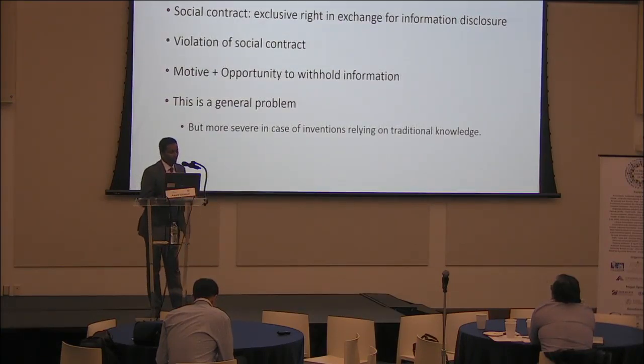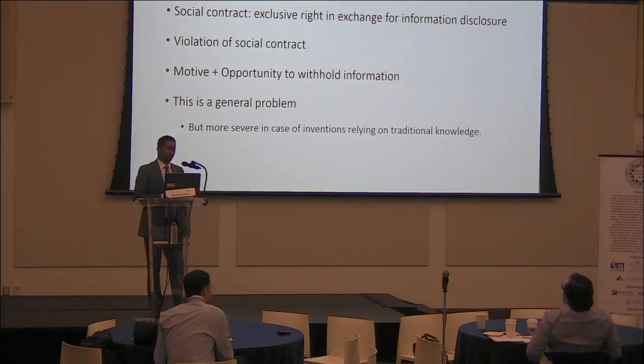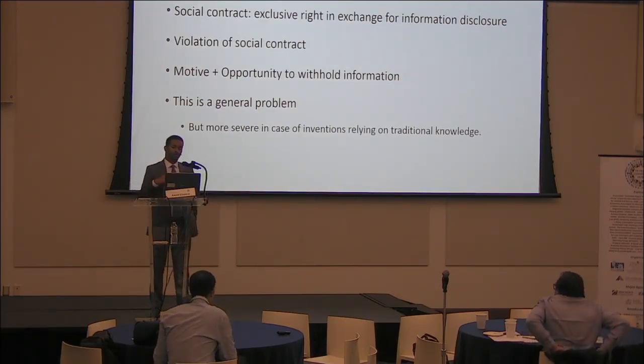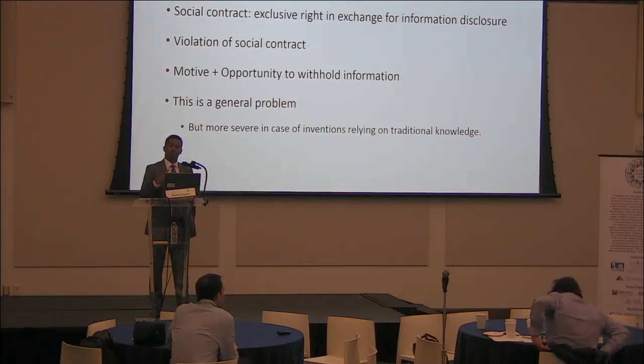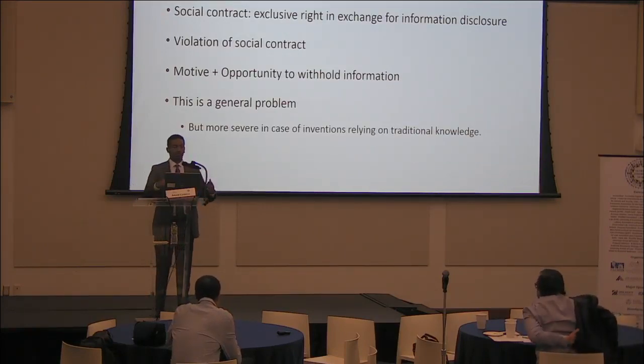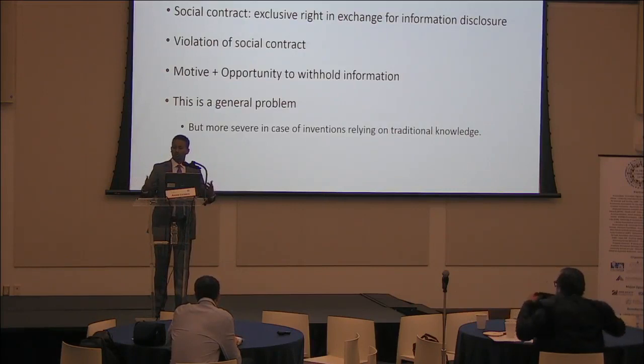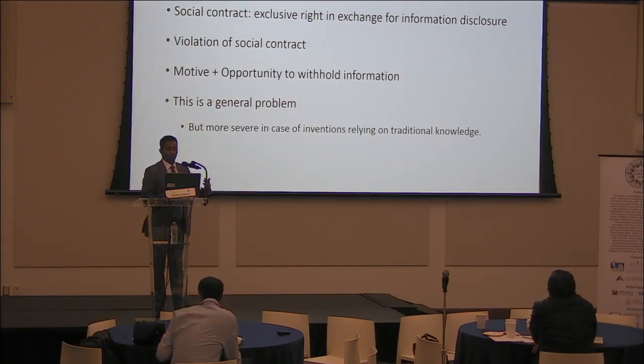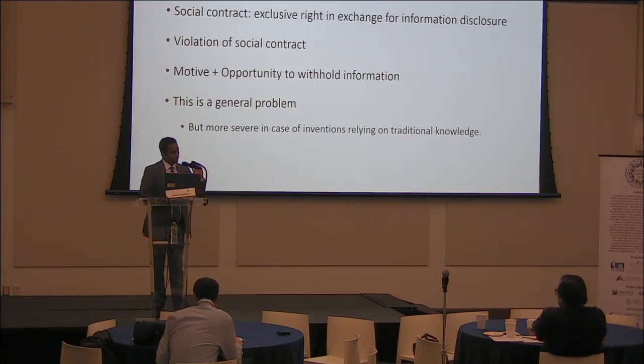All right, so what's the problem? What's actually the heart of the problem that I'm interested in? If you look at patent law, one of the core justifications of patent law is the disclosure of information. There's a social contract at the heart of the patent system that says patent applicants receive exclusive rights for 20 years mostly in exchange for disclosing useful contextual background information about the invention to the public. That's the deal that the public makes with the patent applicant when a patent right is granted. This social contract is violated routinely because patent applicants receive patent rights without disclosing relevant information to the public. So I argue that patent applicants have both the motive and the opportunity to withhold information.